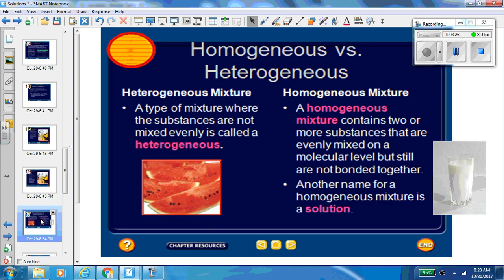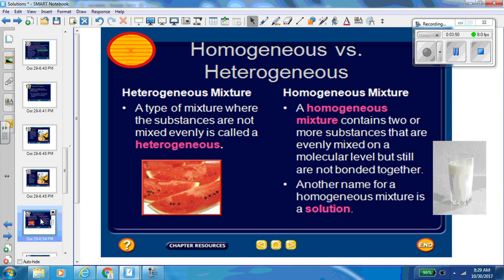Mixtures can also be broken down into two different types. They can either be homogeneous or heterogeneous. Now, a heterogeneous mixture is a type of mixture where the substances are not mixed evenly. This would be a type of mixture that has bigger parts that you can actually and physically see. For example, this watermelon and seeds, we would consider that a heterogeneous mixture because I can see the red watermelon part of it. I can also see the seeds.